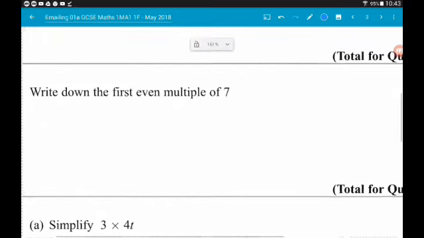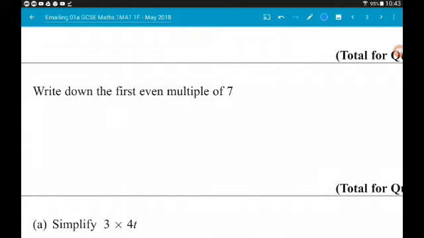Question 5. Write down the first even multiple of 7. So multiples of 7 are just the 7 times table. So we want the first even number in the 7 times table. So we got 7, no, 14, bingo. So it's 14. Cool.